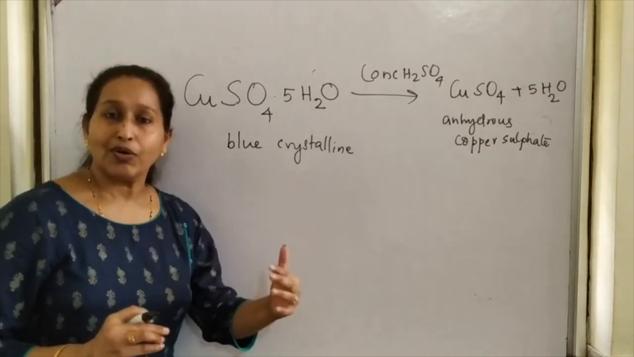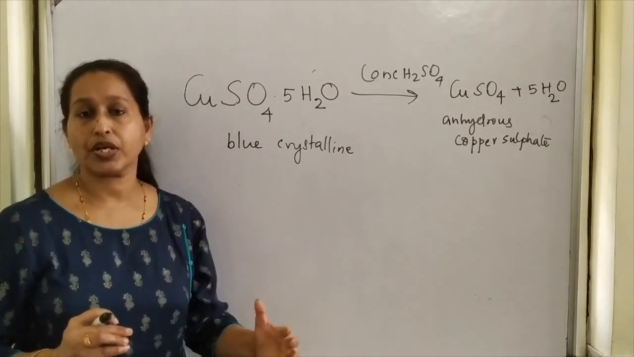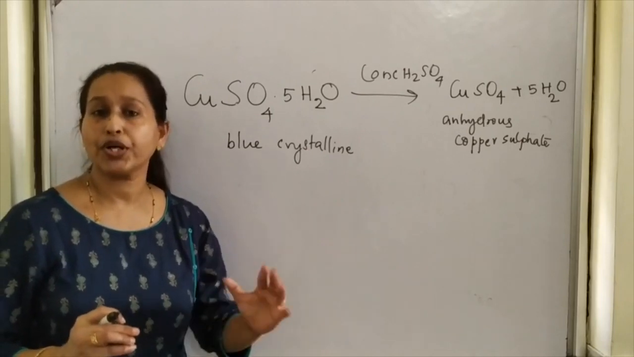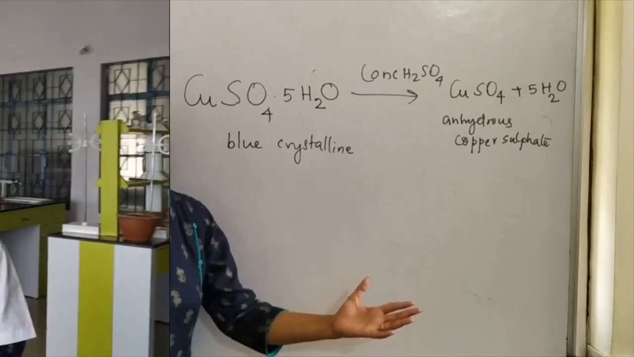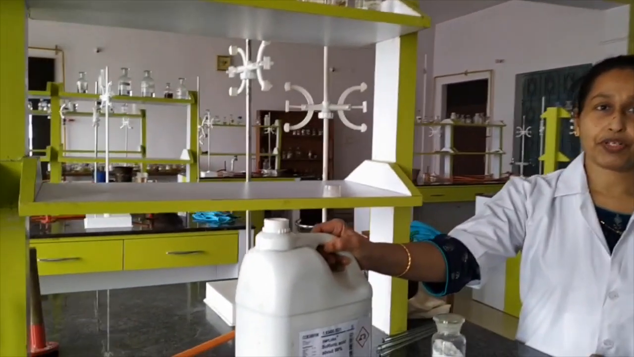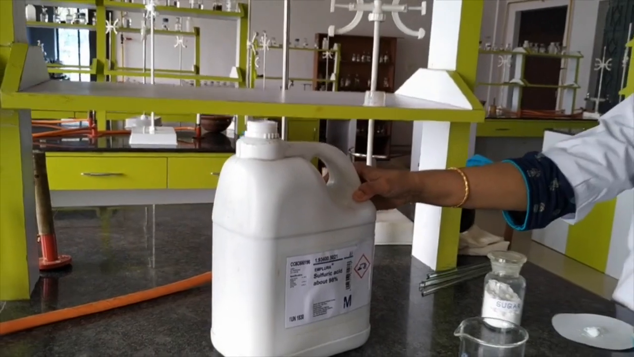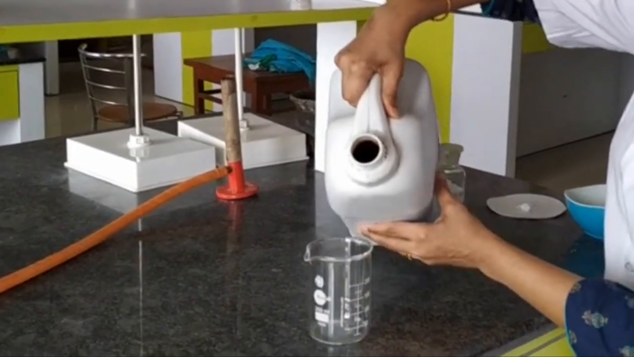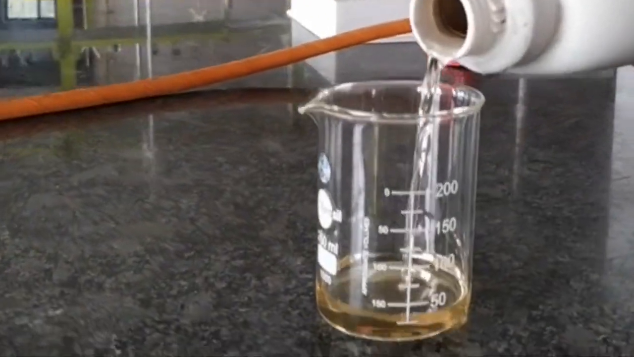Now, would you like to see an experiment with concentrated sulfuric acid, how it dehydrates our ordinary table sugar? So we can go to our lab. Children, we are in the chemistry lab. We'll observe how sulfuric acid acts as a dehydrating agent. We have a jar here in which concentrated sulfuric acid is there. I'm taking it out into a beaker. This is a beaker of 200 ml capacity.